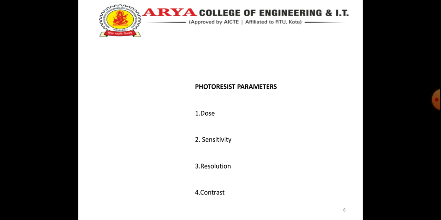Now we are having photoresist parameters. Photoresist parameters are dose, sensitivity, resolution, and contrast. Starting from the very first point, dose. The dose is the photons or electrons incident on the unit area of resist and is given by the product of the electron or photon intensity and the exposure time t. Sensitivity refers to the amount of light energy necessary to create the chemical change. Resolution refers to the smallest feature that can be reproduced in a photoresist. Contrast of photoresist is used to characterize the resist directly.